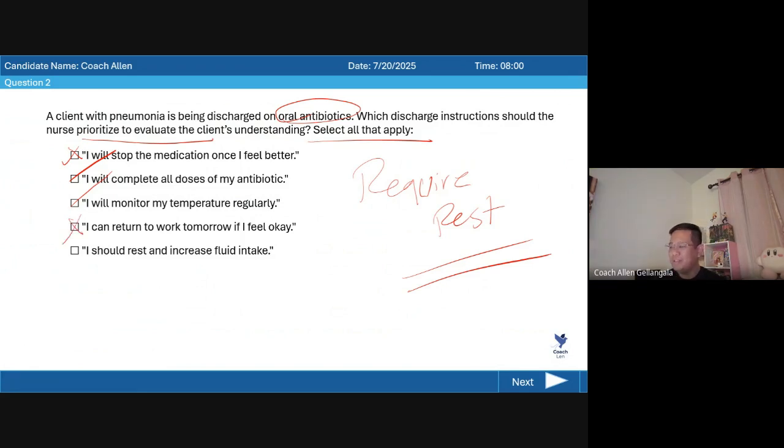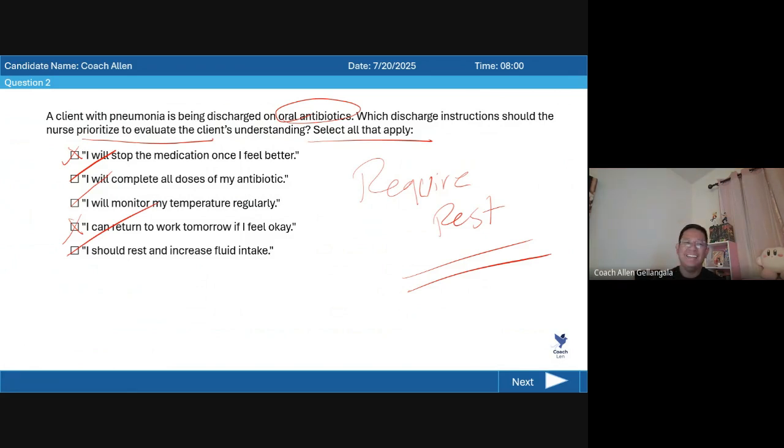It means more education is needed. Then, of course, letter E is the direct opposite of it. I should rest and increase fluid intake. Yes, that is a good indication of effective education about oral antibiotic. Why? Because most oral antibiotics are excreted through the kidneys. Very good. Because the kidneys would then eventually lead to what? What is that toxicity?